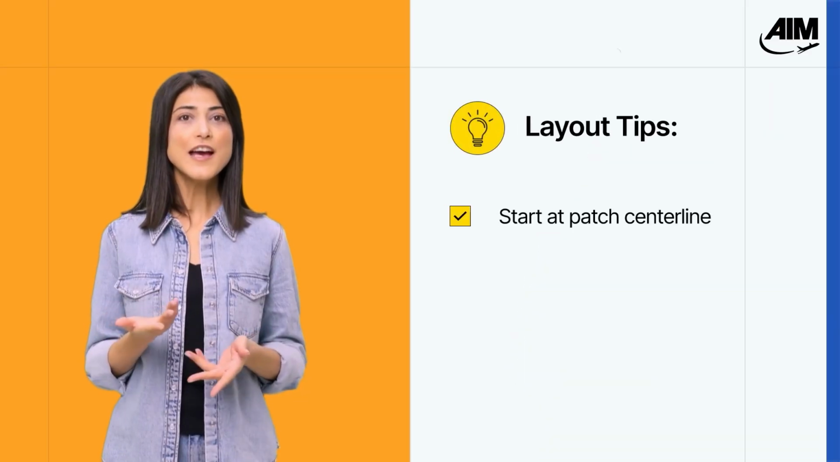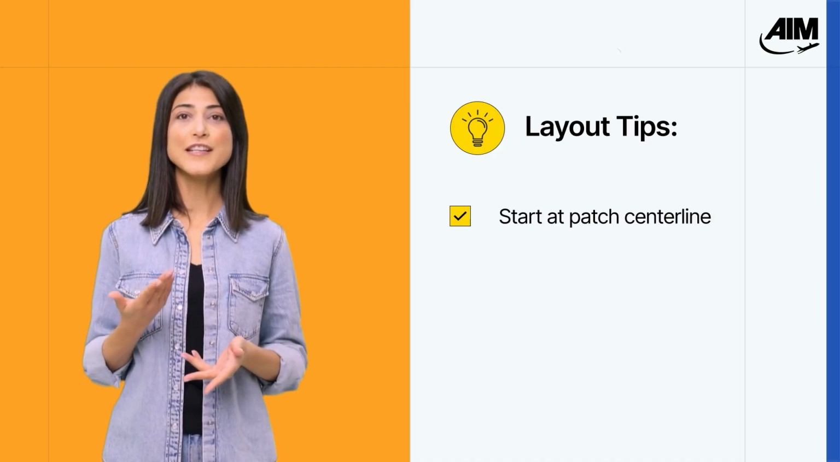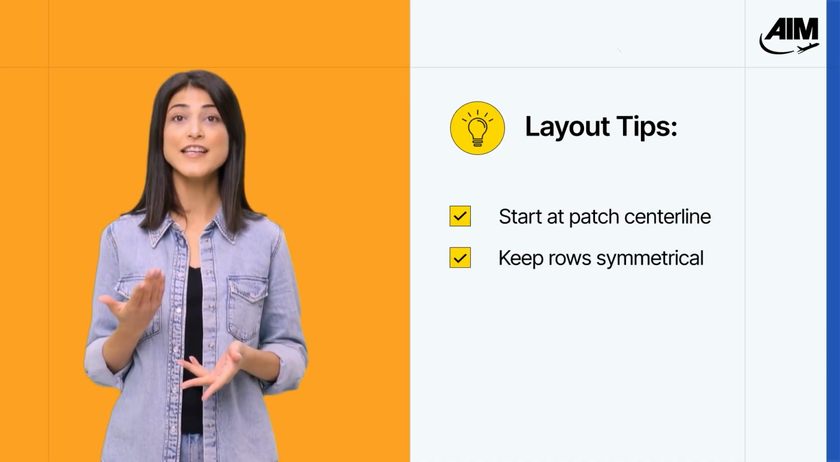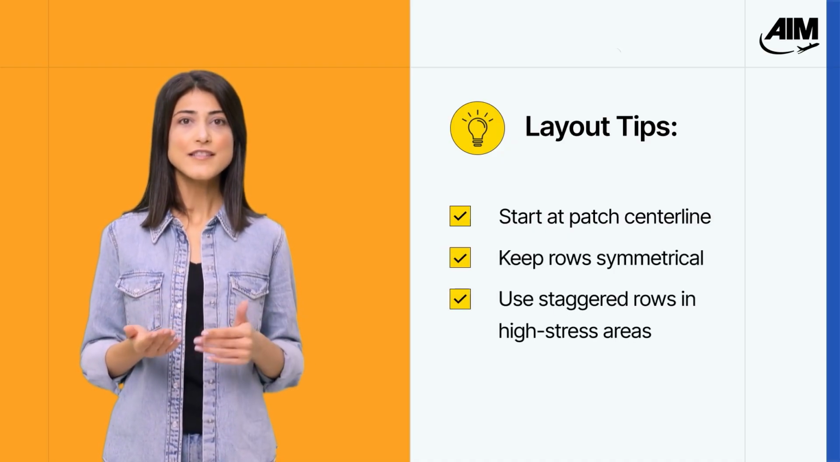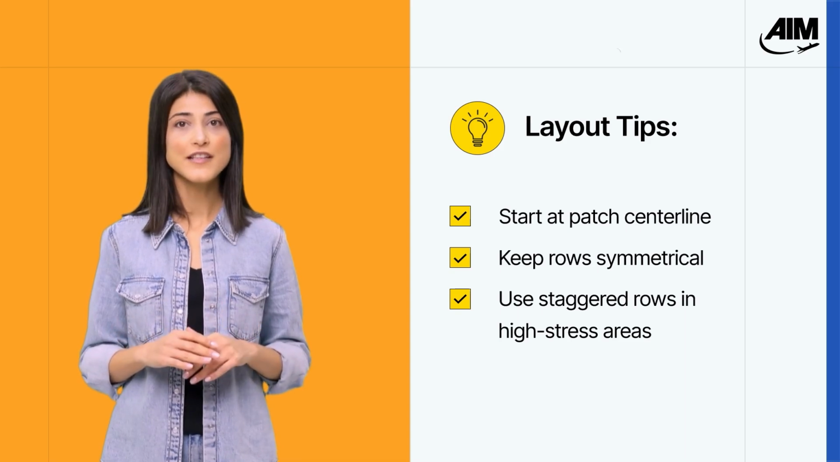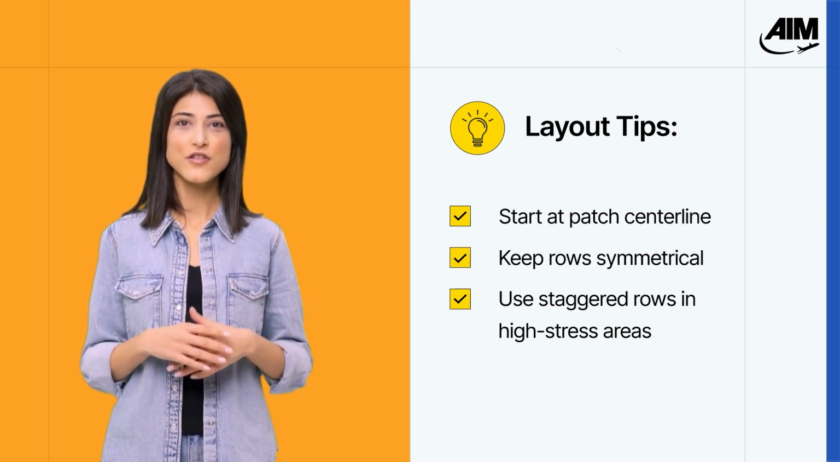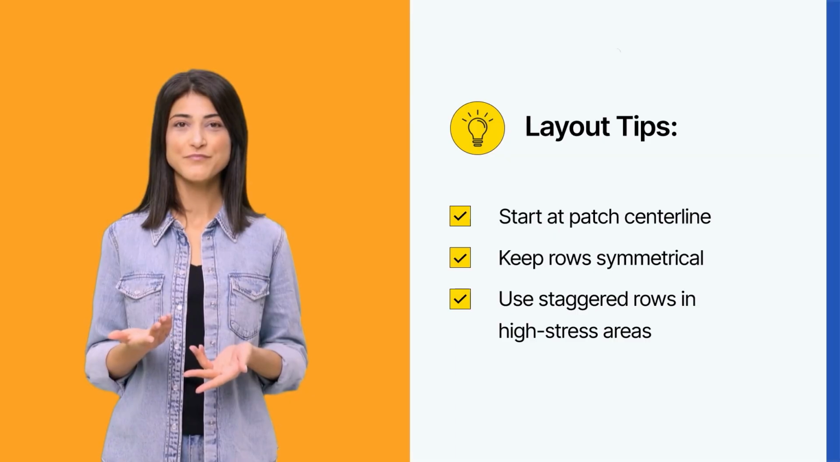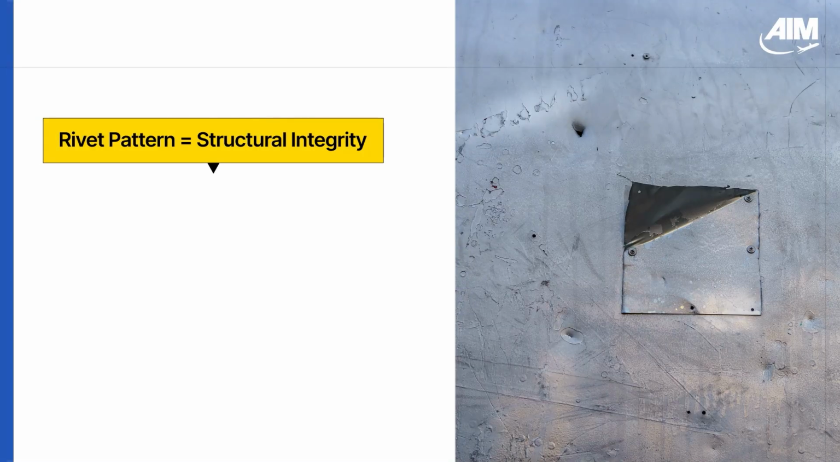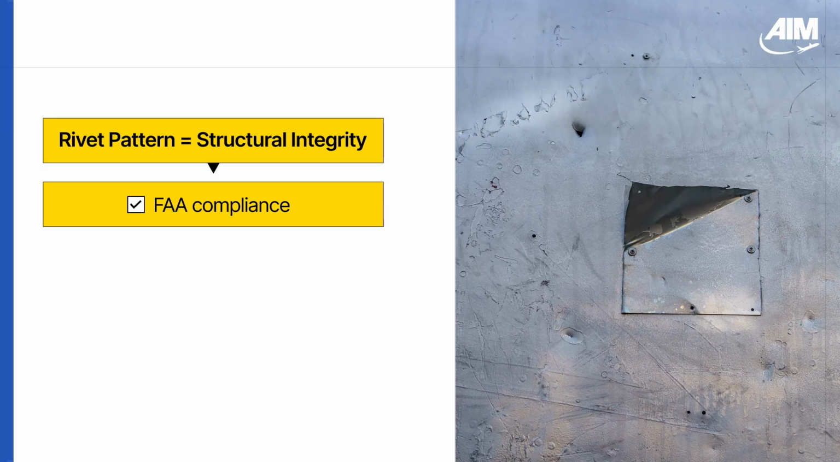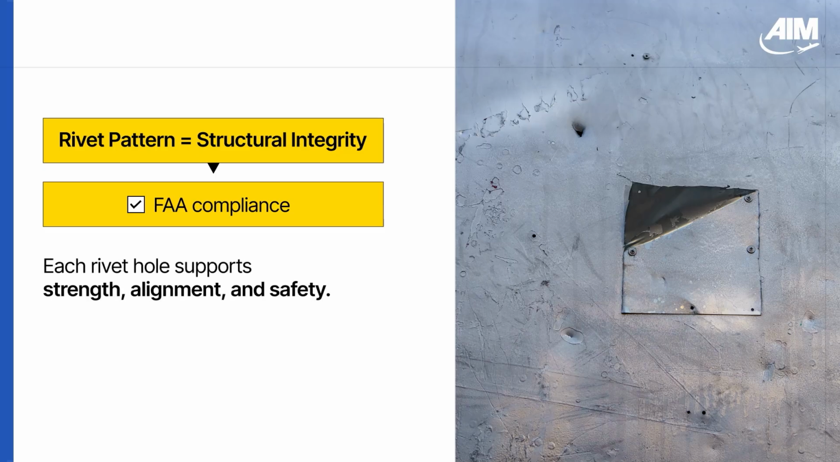Layout begins at the patch center line and expands outward to maintain balance. Symmetry is key. In high-stress areas, staggered rows are preferred as they distribute loads efficiently and reduce structural distortion. A well-designed rivet pattern restores the airframe's structural behavior and ensures FAA compliance. Every drilled hole plays a role in preserving strength, alignment, and safety.